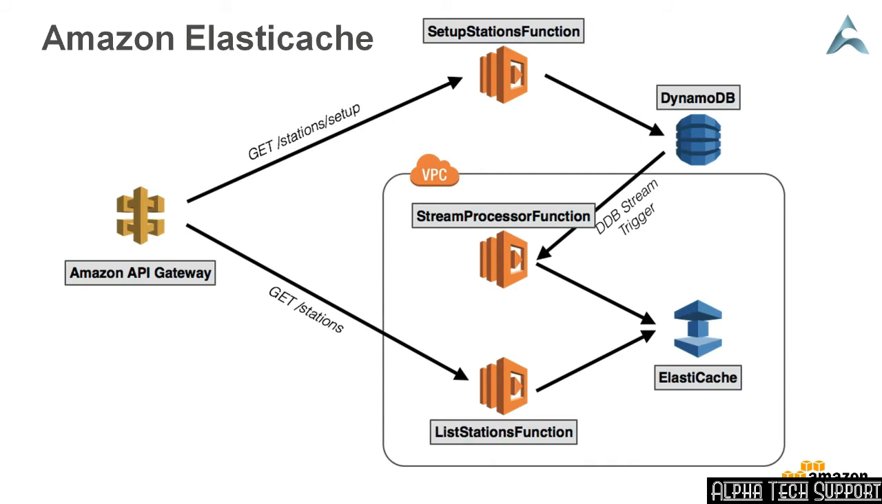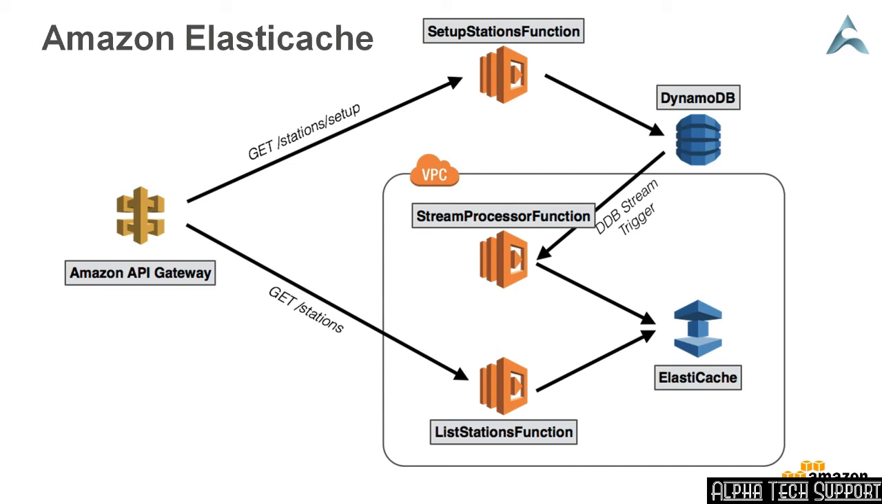This is a typical use case for ElastiCache. We can integrate other solutions like DynamoDB, AWS Lambda in a virtual private cloud, and API Gateway. In this scenario, a GET request is made from the web browser and passed through the API Gateway to a specific function stored on AWS Lambda. The Lambda functions could be the setup stations function, stream processor function, and list stations function in this case.